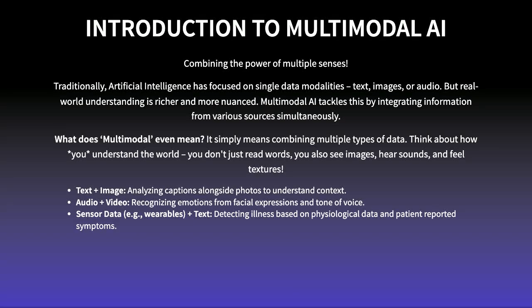Okay, let's start with the basics of multimodal AI. For a long time, AI was pretty good at just one thing, like reading text or recognizing images. But we understand the world using our senses, right? Multimodal AI is all about mimicking that. It's about taking information from different sources, let's say text and images, and combining them to get a much deeper understanding than you could get with just one of those things alone. For example, looking at an image with its caption can give you way more context. We'll see some examples like using audio and video together, or even wearable sensor data combined with written notes.